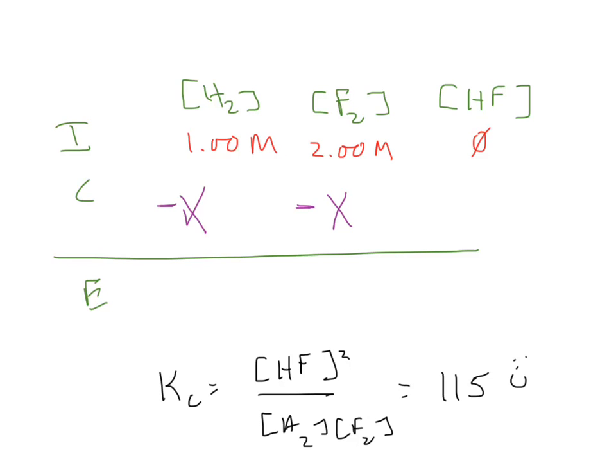Okay. But do you see on the balanced equilibrium, do you see where this is going to be plus? The change in my HF is going to be plus. Why? Because there isn't any. It's got to increase. That's where the plus comes from. Okay. And the coefficient in front of the HF is 2. So honestly, this is 2x.